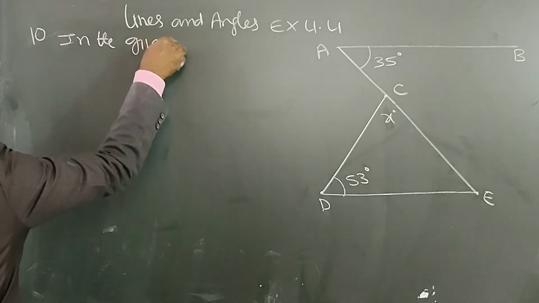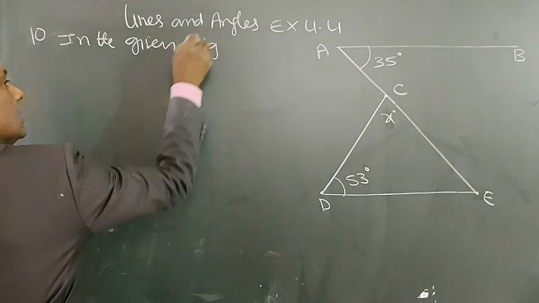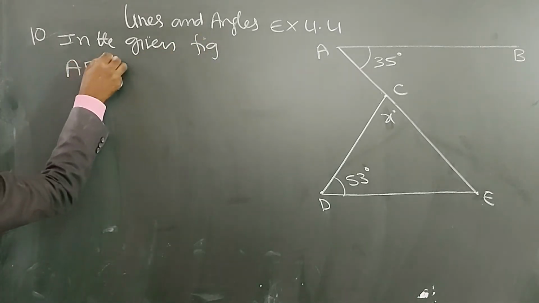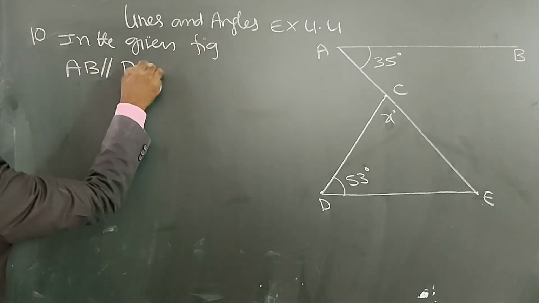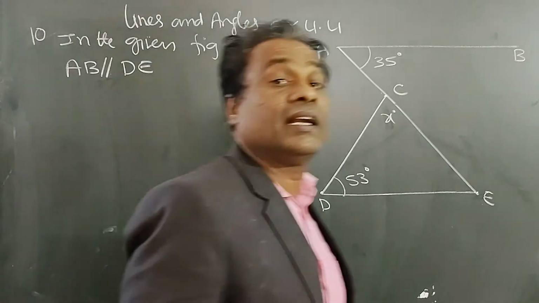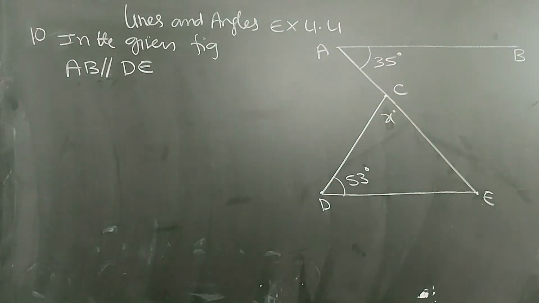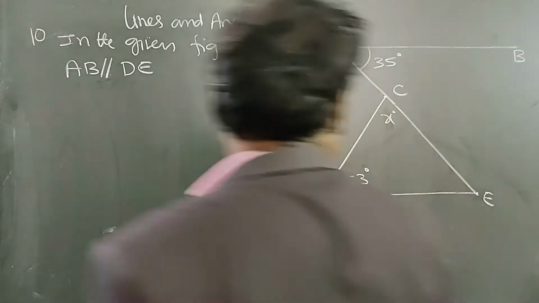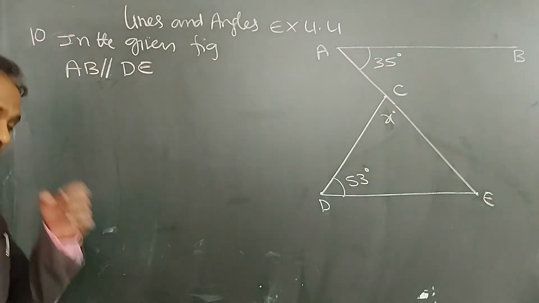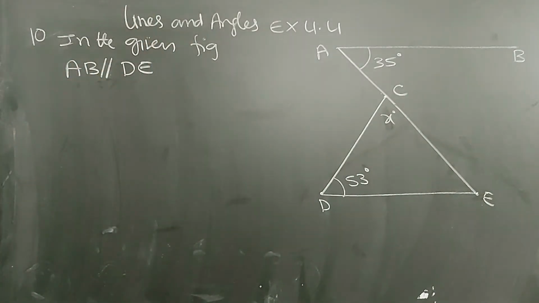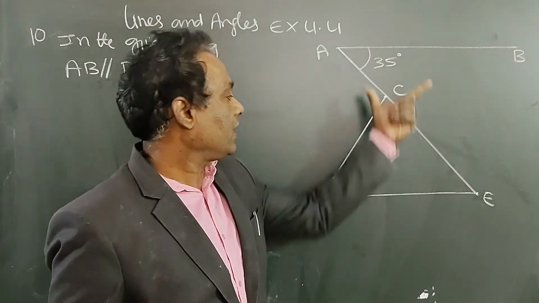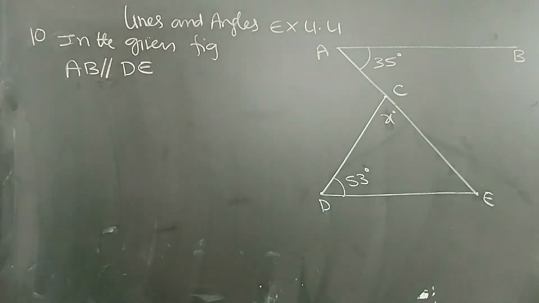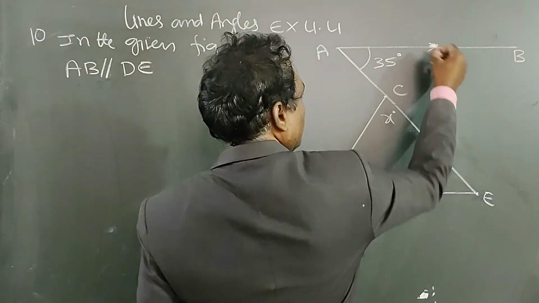In the given figure, AB is parallel to DE. See students, AB parallel to DE. It is given.